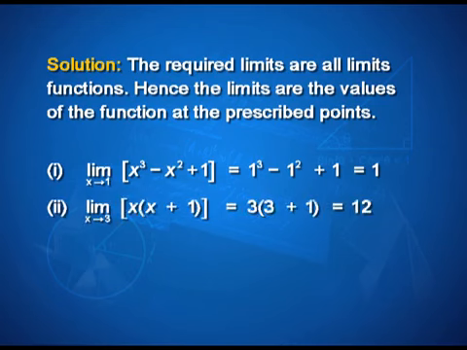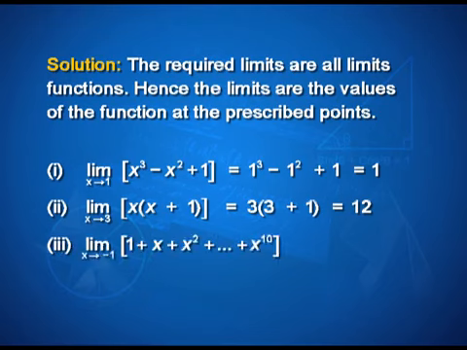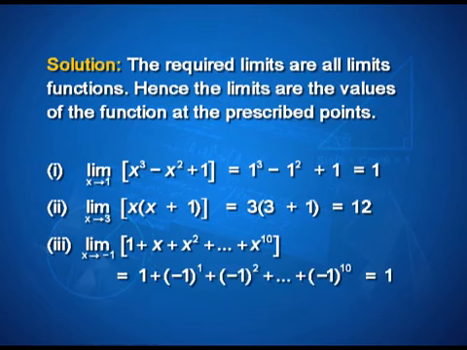For the second, limit of x into x plus 1 as x tends to 3 is equal to 3 into 3 plus 1, that is obviously 12. For the third, limit of 1 plus x square plus so on till x raised to 10 as x tends to minus 1 can be solved as 1 plus minus 1 raised to 1 plus minus 1 raised to 2 plus so on plus minus 1 raised to 10, which is equal to 1.